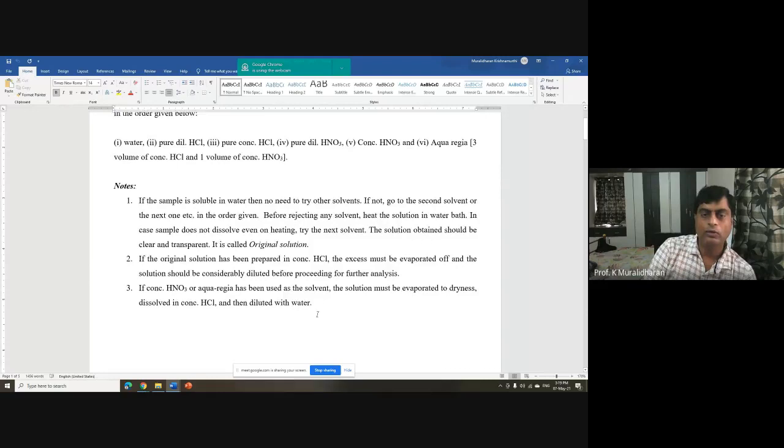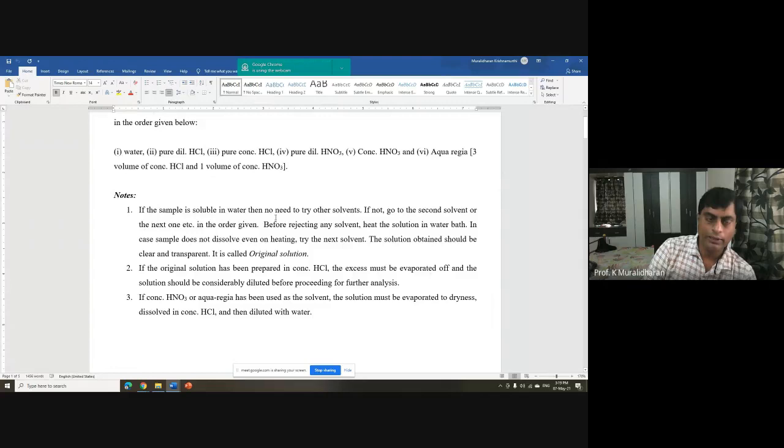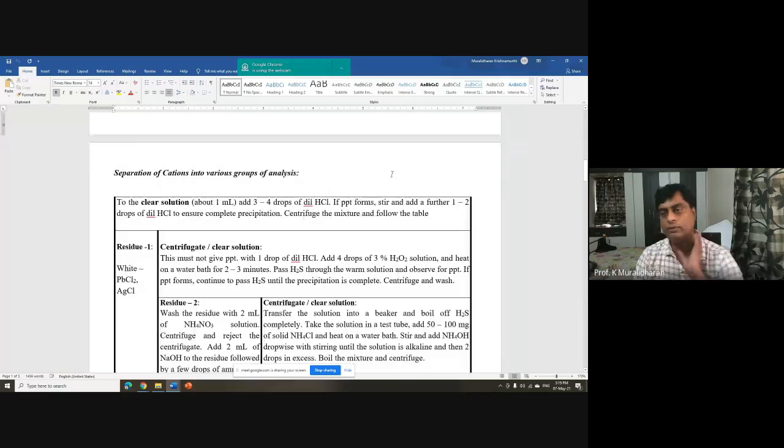So now you know how to prepare the solution. You have taken the solution now, and after that you are going for separation of the cation group. That's what Bhaskar sir explained to you two weeks back, right? So to the clear solution, add a few drops of dilute HCl.